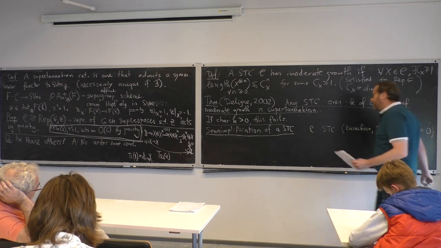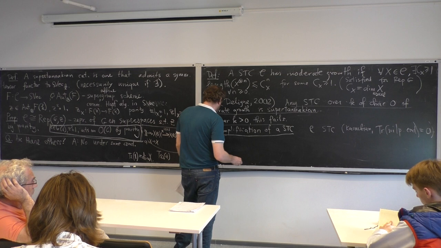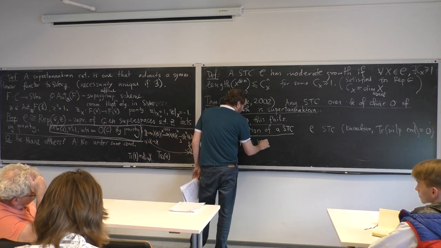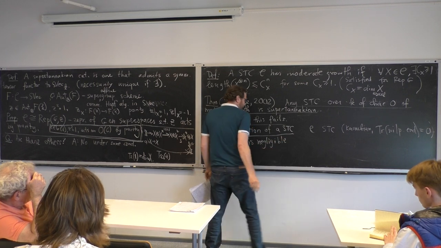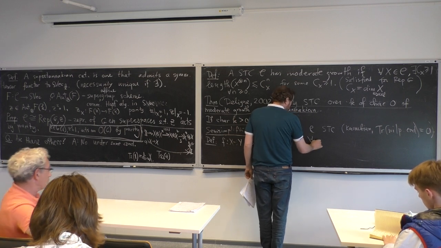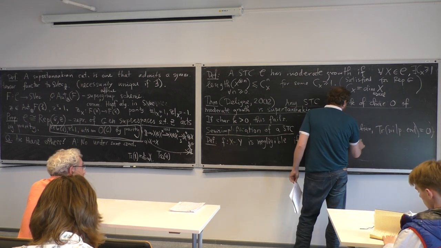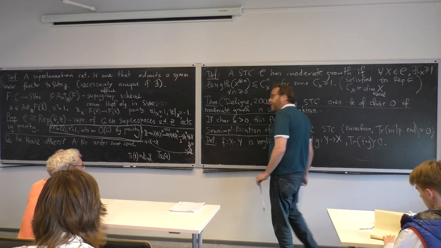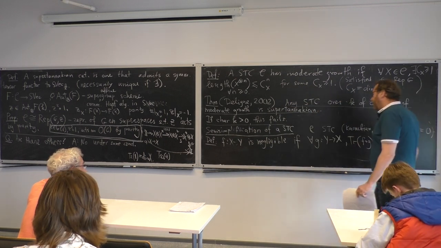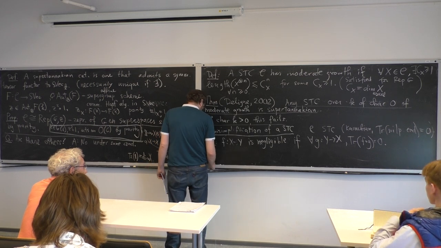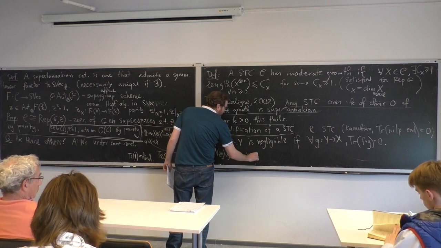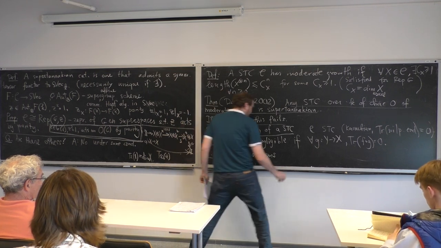OK, so let's say we have such a category. Definition: a morphism f from x to y is negligible if and only if, for any g which goes the other way, the trace of the composition is zero. And so, of course, it is the same as to say the trace of gf is zero. Lemma: negligible morphisms form a tensor ideal.